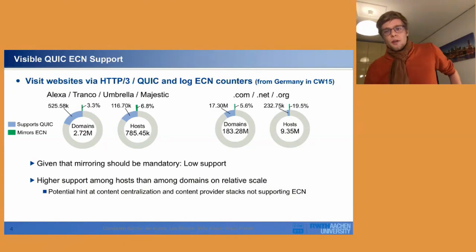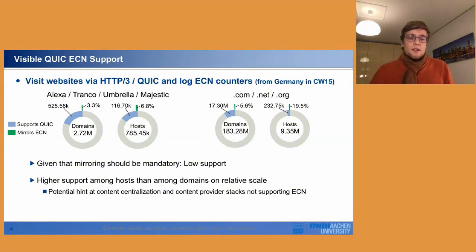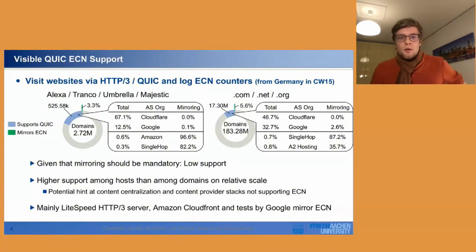We then also looked into the hosts involved, which are a lot fewer, but we also see a higher support among hosts than among the domains on a relative scale. So we see that fewer hosts are accountable for more domains which are not supporting ECN. This is a potential hint at content centralization and content provider stacks not supporting ECN. We analyzed this further and looked into the ASs involved. And indeed, we find that the big hyperscalers such as Cloudflare, Google, and Fastly are not supporting ECN.